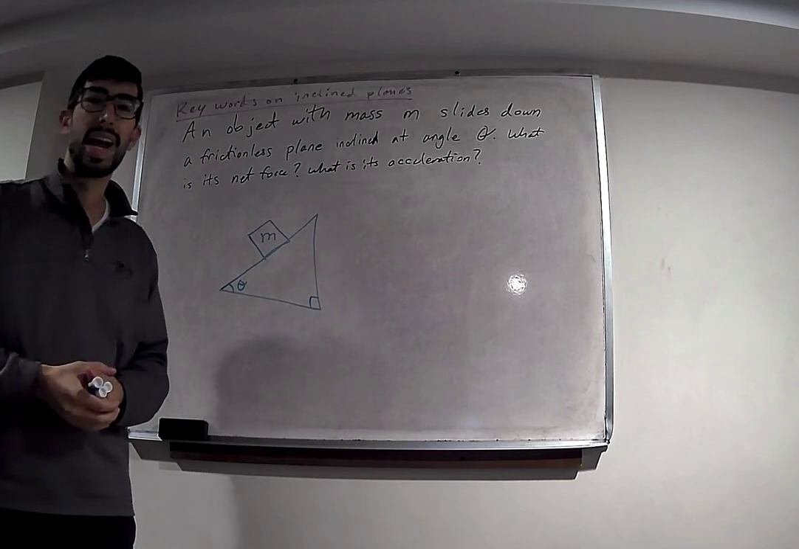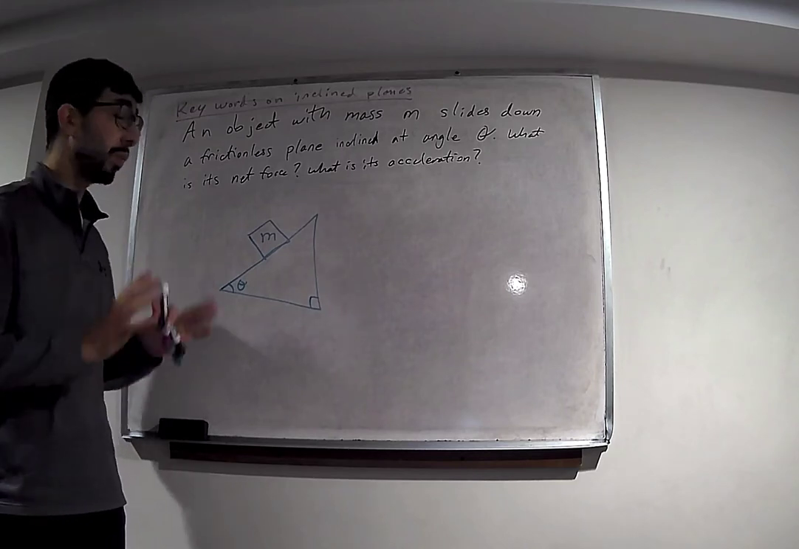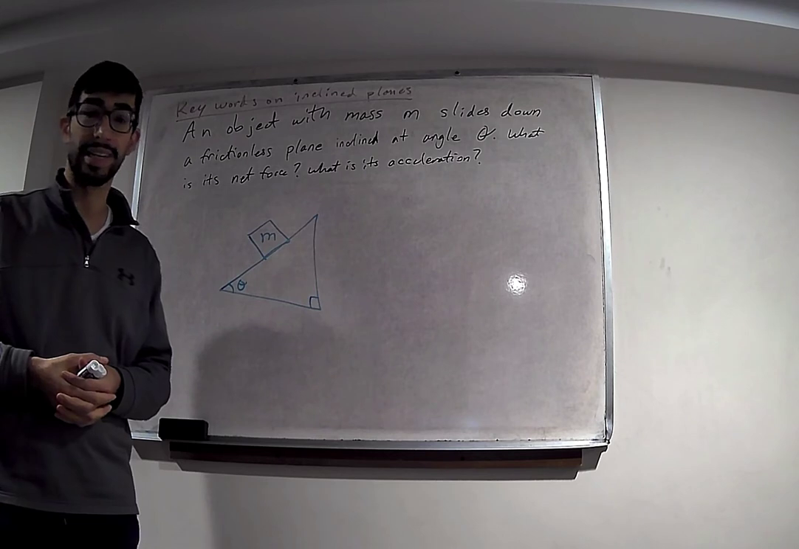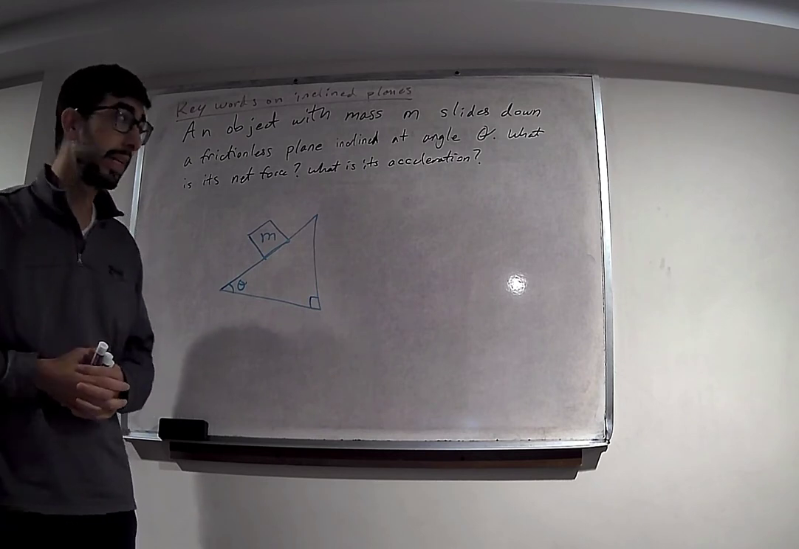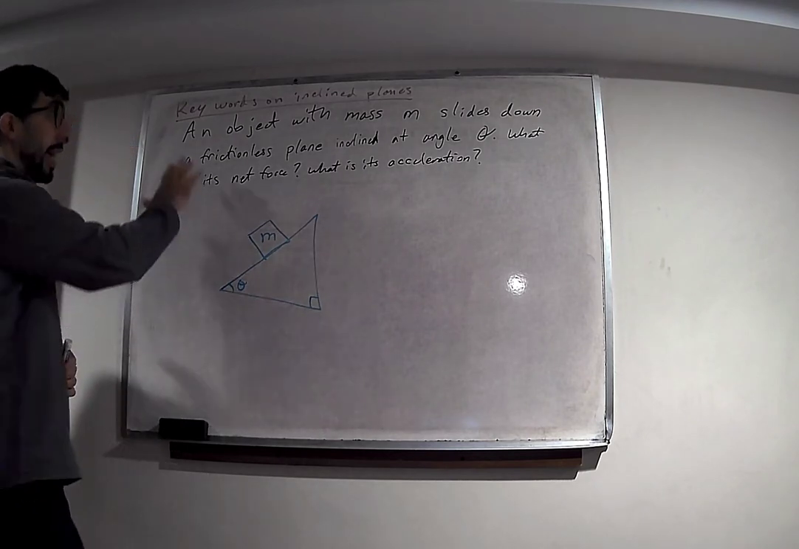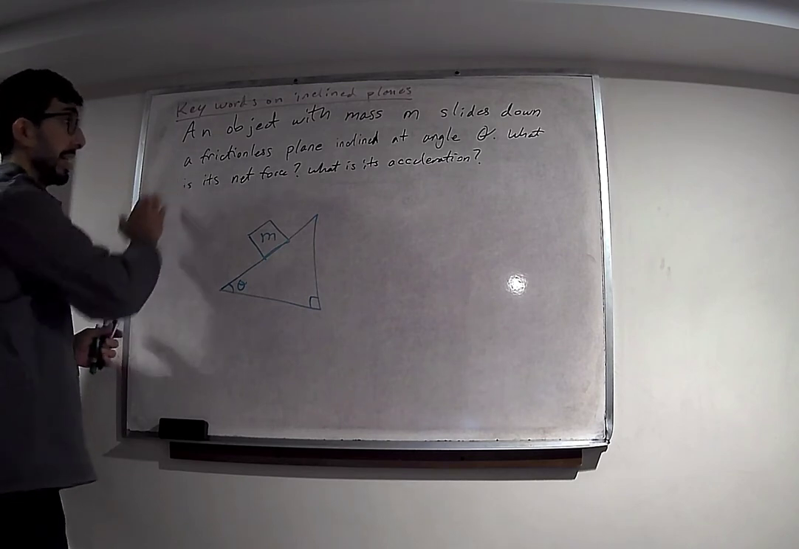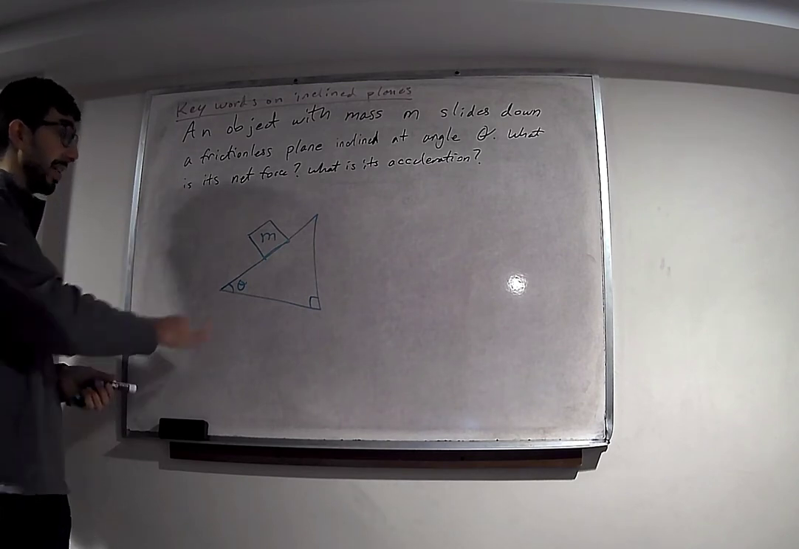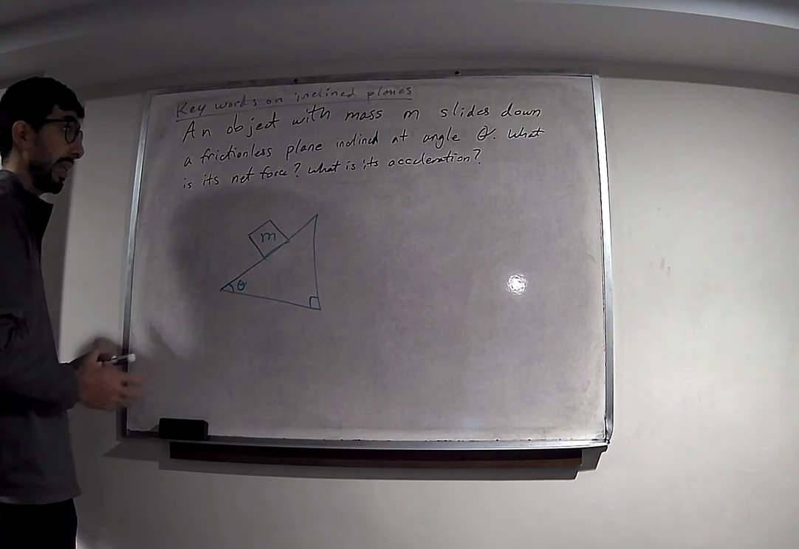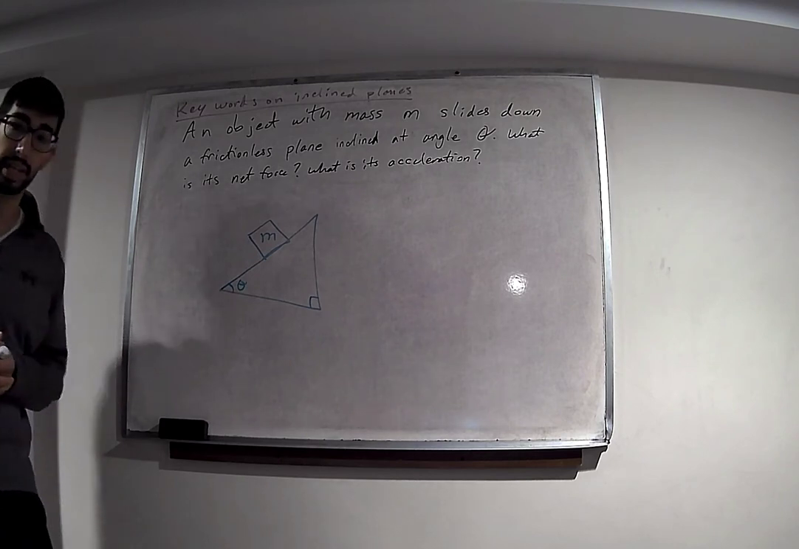Hi everybody. I'd like to introduce some key words on inclined plane scenario. For example, a scenario like this. An object with mass m slides down a frictionless plane inclined at angle theta. What is its net force and what is its acceleration?